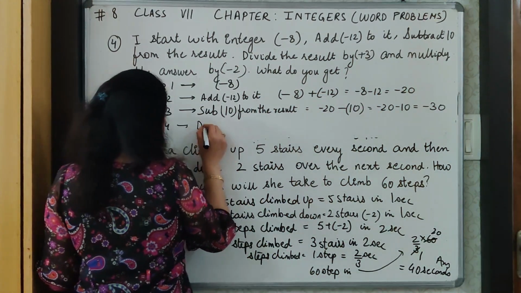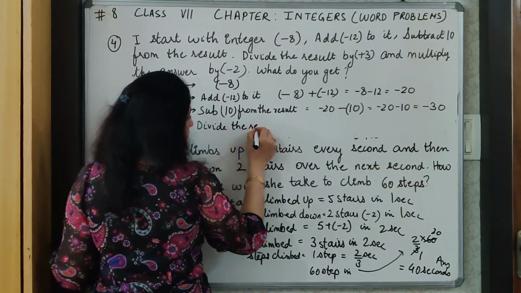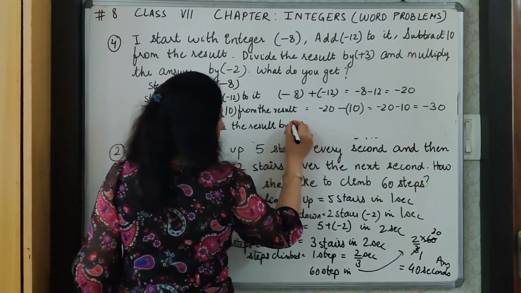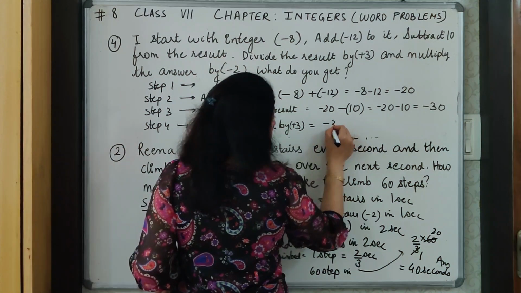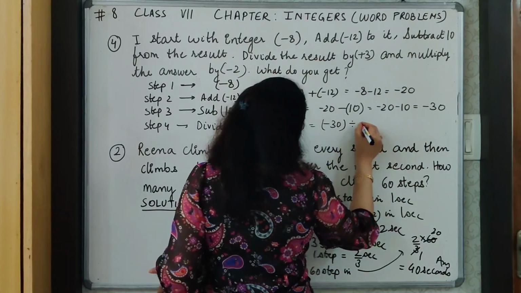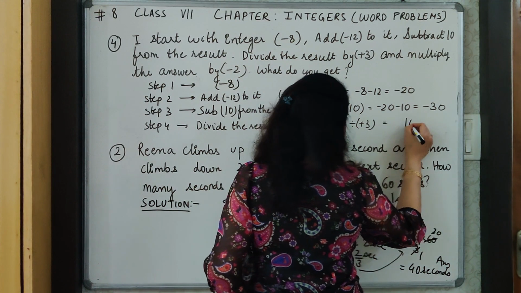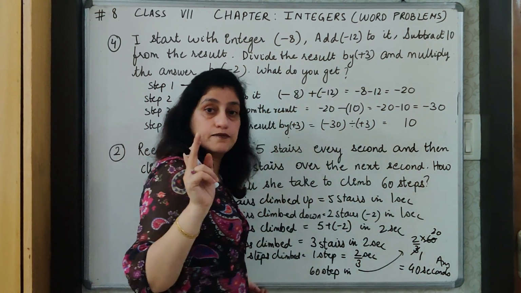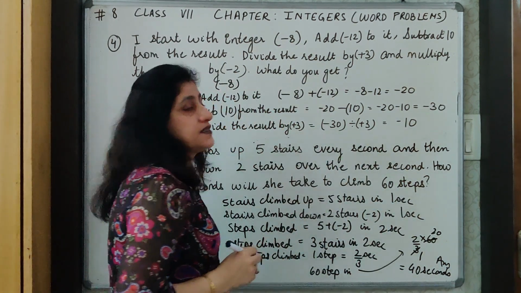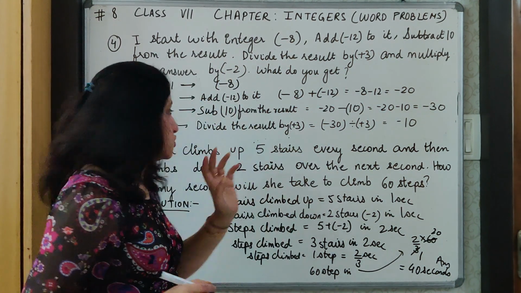So here it is divide the result by plus 3, which makes it minus 30 divided by plus 3, and 30 divided by 3 gives me 10, and minus divided by plus is minus. So we come here to minus 10, and finally it is saying multiply the answer by minus 2.